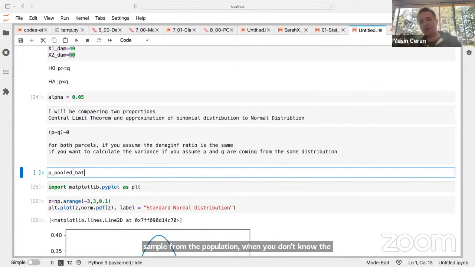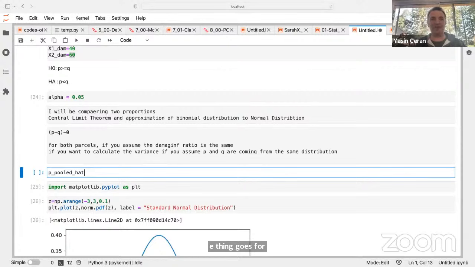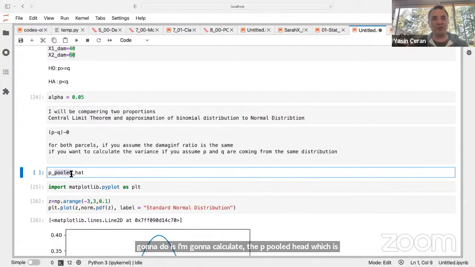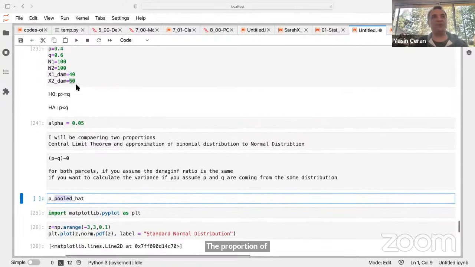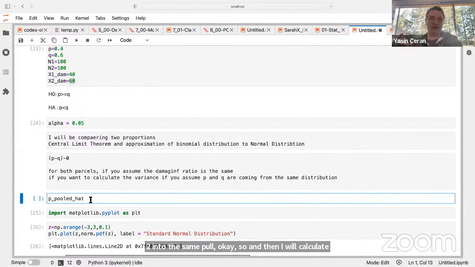Same thing goes for ratios. So in this case, I'm going to calculate the P pooled hat, which is the proportion of damaged goods for the pooled data set, where I'm putting both N1 and N2 into the same pool. Then I will calculate the variance of that population that I don't know. So I'm using what I know, the sample, as the variance of the population in this case.